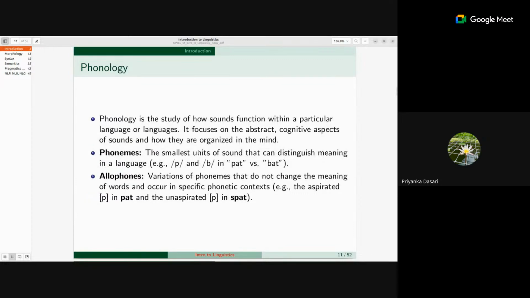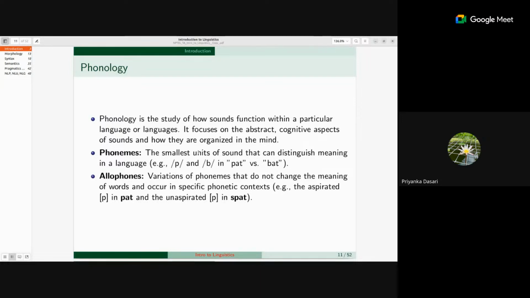Phonology is the study of sounds, which focuses on the abstract and cognitive aspects of sound and how they are organized in the mind. We have phonemes and allophones, and there is a difference between them. Phonemes are the smallest units of sound that can distinguish meaning in a language. So meaning changes depending on the phonemes we use. Let's say p and b in pat and bat are two different phonemes.